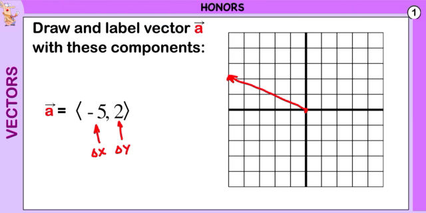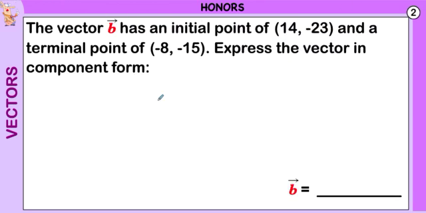Okay, now let's go with the second problem. The vector B has an initial point of 14 and negative 23 and a terminal point of negative 8 and negative 15. You may recall that we had set it up so that we take the terminal point and we subtract the initial to get the resultant vector. We write it in component form like this. Same kind of thing, but I think that's more clear.